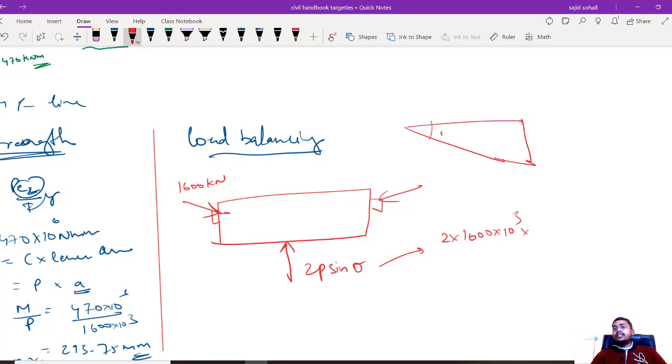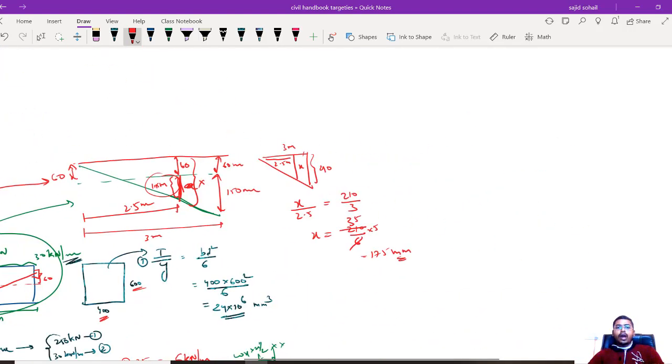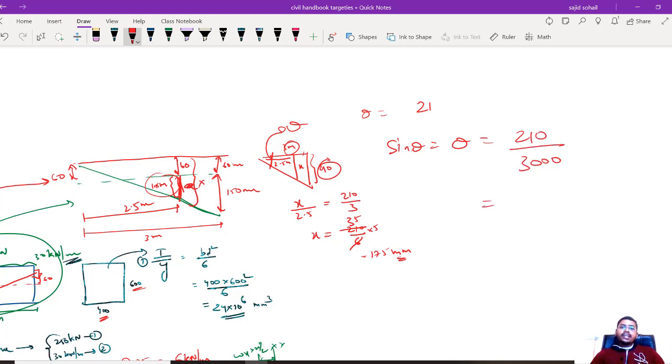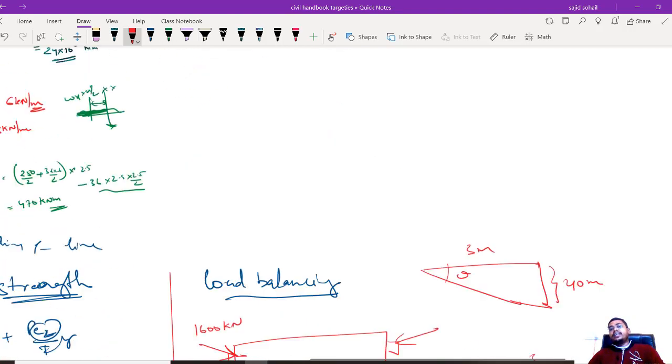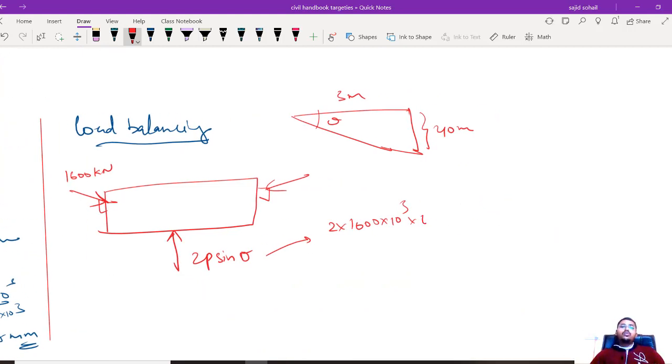What is the theta? At the distance of 3 meters, this distance was 210 mm. Right? We did the diagram above. So I just want to find out what is the theta here. Theta is nothing but, at a distance of 3 meters, I am getting an eccentricity of 210 mm. So if the angle is small, I can equate sine theta to theta, and it will be equal to 210 divided by 3 meters, which is 3000. Okay, so I can write it as 0.07, right? So my theta value or sine theta value is 0.07.